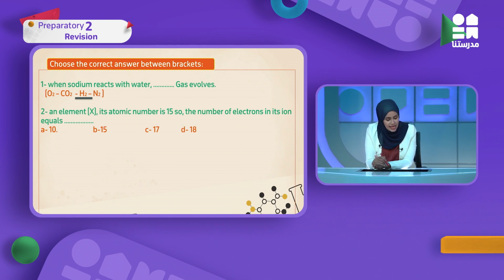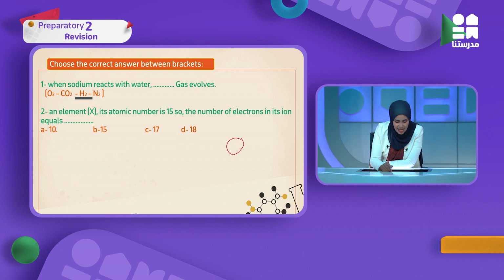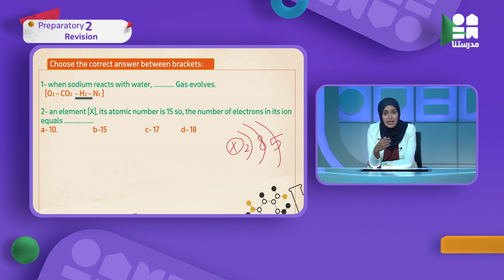In element X, its atomic number is 15. So the number of electrons in its ion equals. عشان أعرف حل السؤال ده لازم أعمل electronic configuration. Let's try the electronic configuration. I have element X. Its atomic number is 15. 15 يعني 2, then 8, then 5. This element will lose or gain electrons. عنده 5. خلاص هو قرب يبقى 8. الأسهل إنه يلوز ال 5 electrons ويبقى 0 ولا إنه يجين 3 electrons ويبقى fully saturated 8. الأسهل طبعًا to gain 3 electrons.